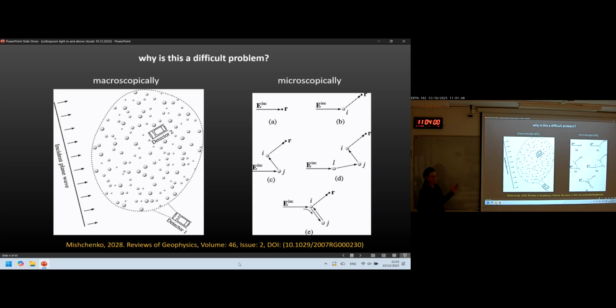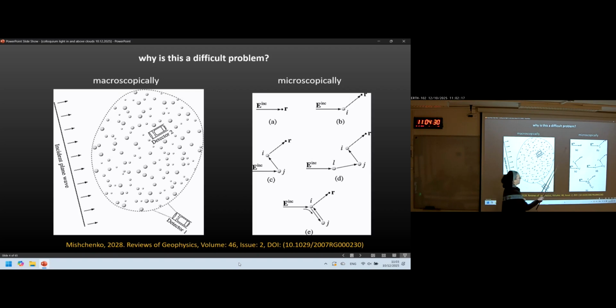So why is this a difficult problem? Well, macroscopically, we have to figure out how the light interacts with a whole collection of drops at once. And this depends on what angle the light is coming in from and where we're putting our detector, whether it's just our eyes or a detector in space or on the Earth's surface. And microscopically, we have a lot of different separate events that look like this. We'll have incoming light that I can describe by using the term light, or a light wave, or an electromagnetic wave, or a photon. These are all synonymous.